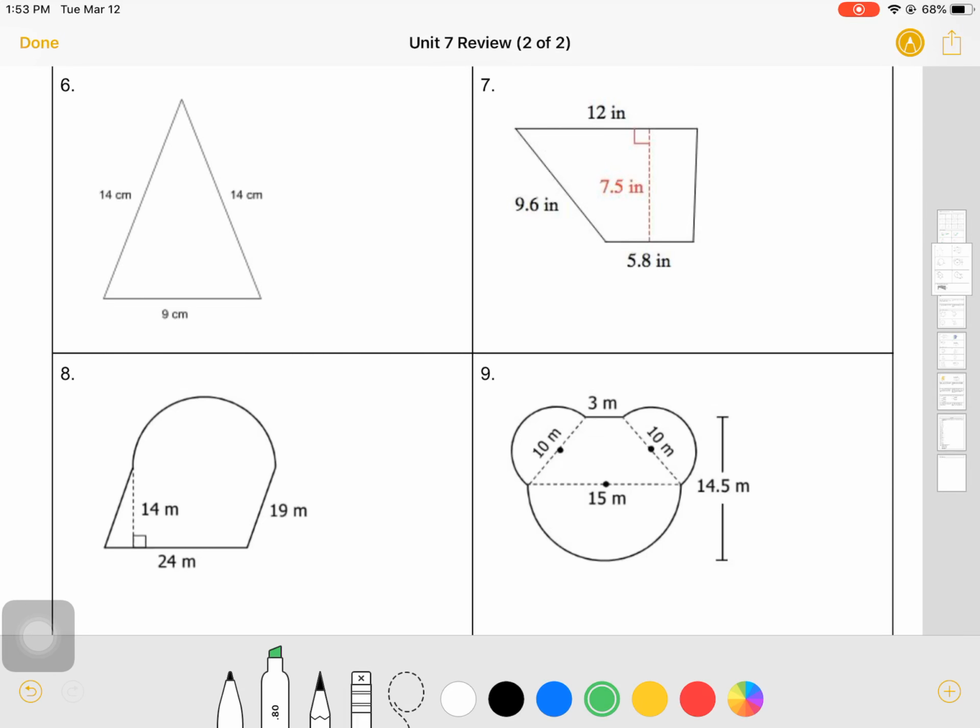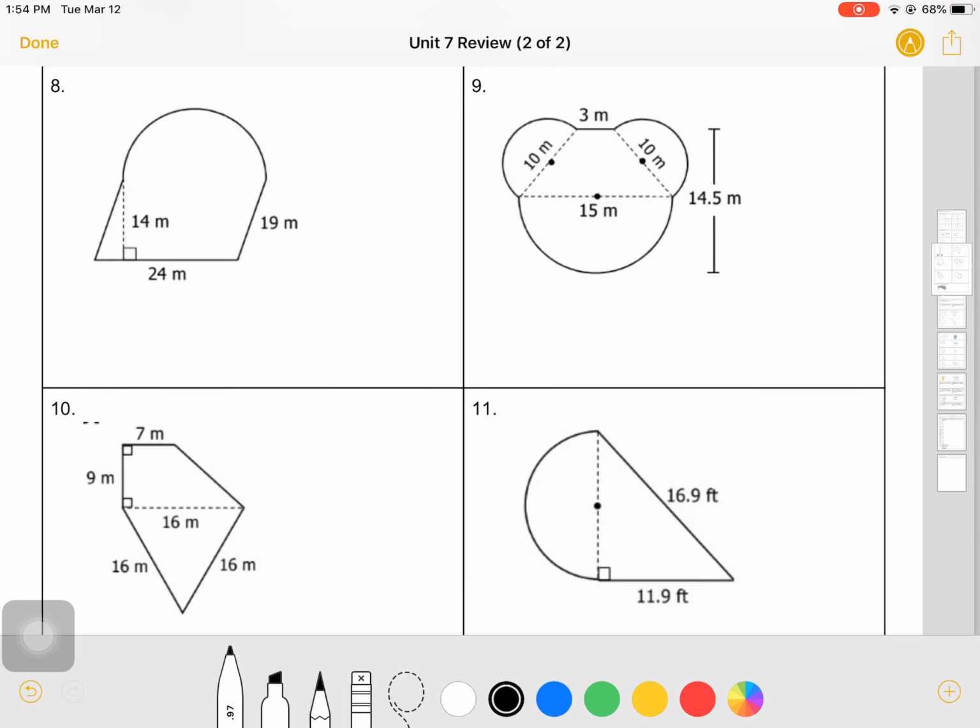Make sure on number 6 that you are finding me the actual height. So you're going to draw that in and do the Pythagorean theorem in order to solve it. Remember, when you drop in that height, it cuts your base in half, since this is an isosceles triangle.